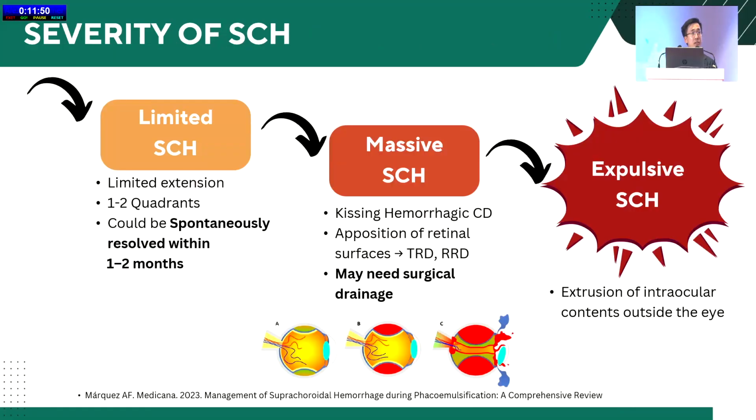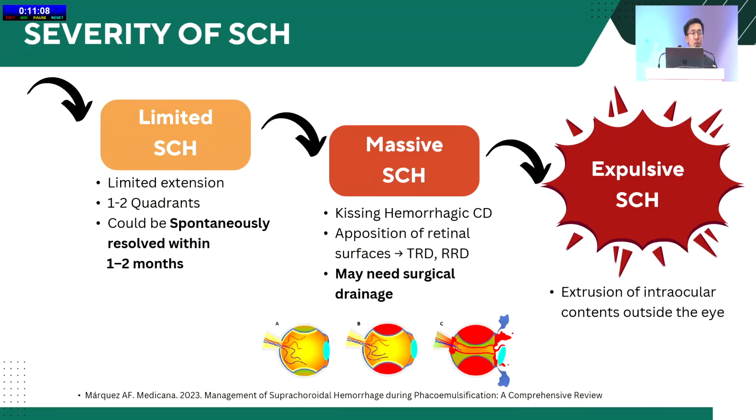The severity of suprachoroidal hemorrhage can be classified into 3 stages. The first is limited suprachoroidal hemorrhage, defined by limited extension, maybe around 1 to 2 quadrants. At this stage, it can spontaneously resolve within just 1 or 2 months after we close the wound. But if we cannot control it, it can progress into a more massive suprachoroidal hemorrhage. It is defined by kissing of the hemorrhagic CD and leads to apposition of the retinal surface and can cause traction or rhegmatogenous retinal detachment in the future. At this stage, the patient may need surgical drainage.